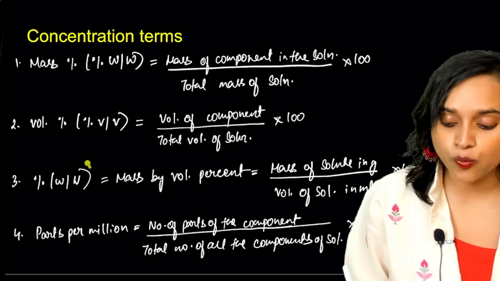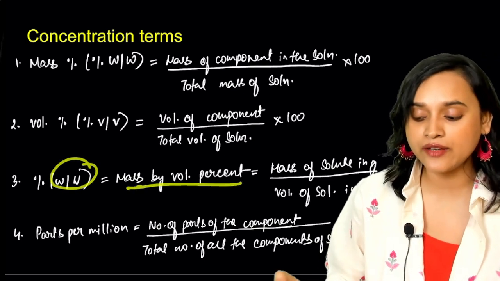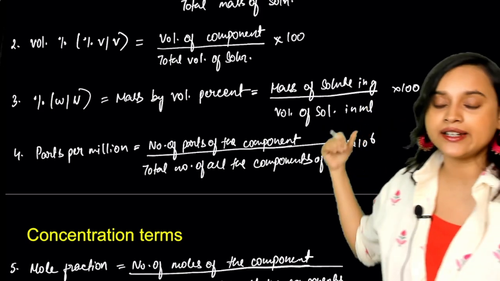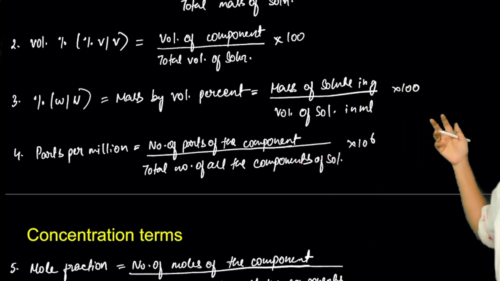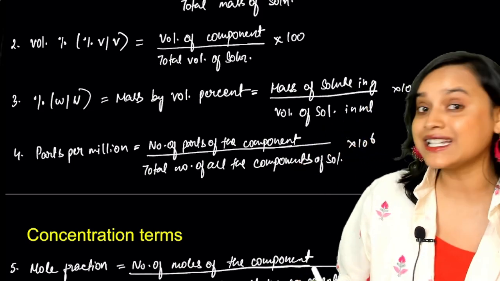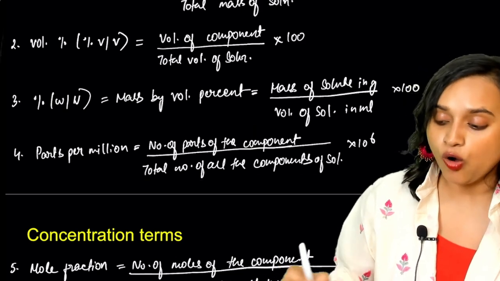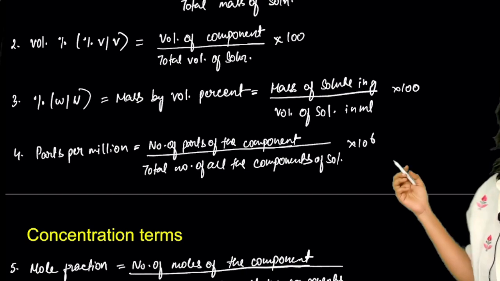What is percentage weight by volume? That is mass by volume percent, which is equal to mass of solute in gram divided by volume of solution in milliliter multiplied with 100. Parts per million, that is ppm, is number of parts of the component divided by total number of parts of all the components of solution multiplied with 10 to the power 6.